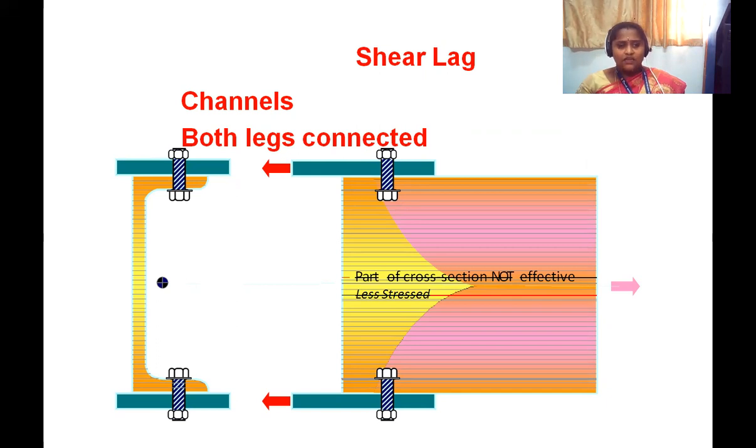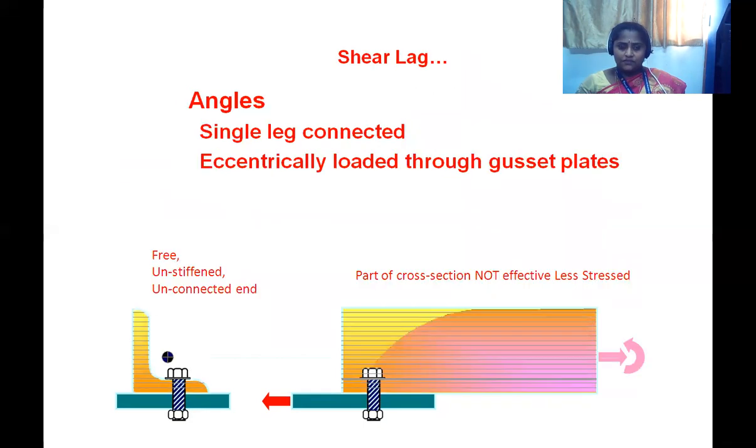You could see channels, where both legs are connected. This is how, through the connection, the entire cross section is being distributed. Whatever force the member carries, whether tensile force or otherwise, will be distributed to the entire cross section, and that process we call shear lag. In shear lag, a single leg is connected, particularly in angles, and is eccentrically loaded through gusset plates. It will obviously be eccentrically loaded through gusset plates.